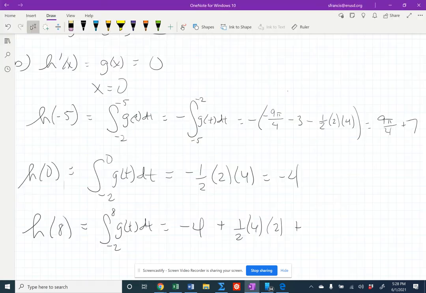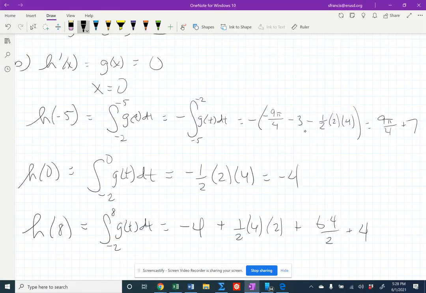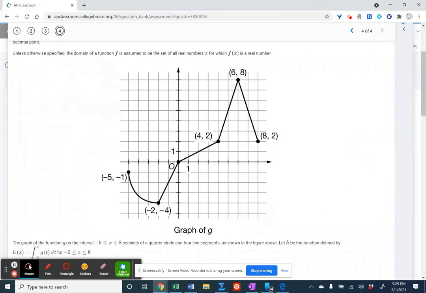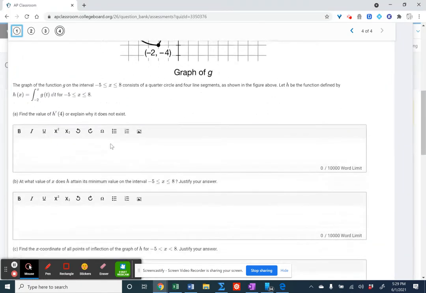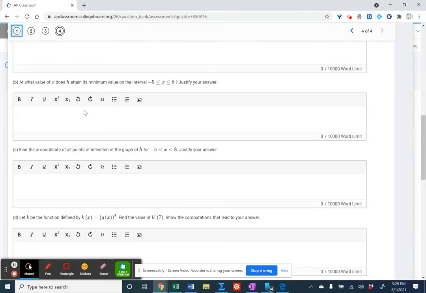So 6 by 4 divided by 2, plus the rectangle that lies below, which is 4 by 2. Okay, again, this crosses out to be 0. This is positive, so the absolute minimum is going to be -4. I'm trying to run through this, ladies and gentlemen. That was letter B. Letter C, find the x-coordinate of all points of inflection for H.